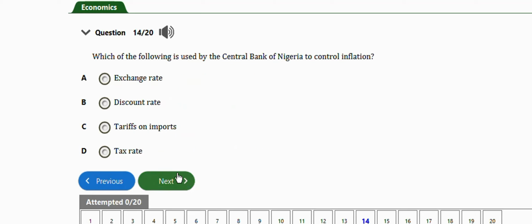Next question is this one. It says, which of the following is used by the Central Bank of Nigeria to control inflation? We have exchange rate, discount rate, tariff, import tax rate. So the right answer to this question is option B, which is discount rate.